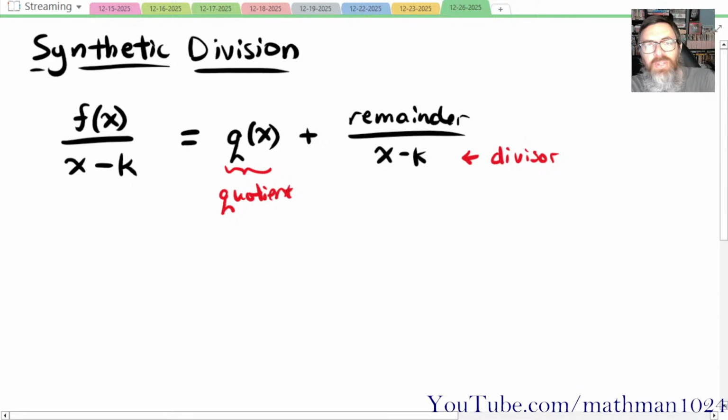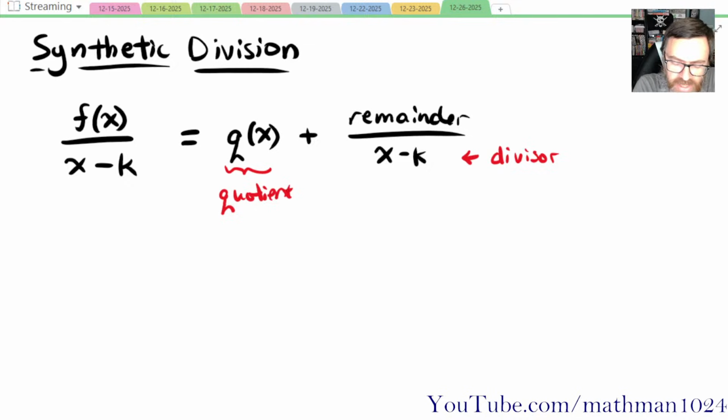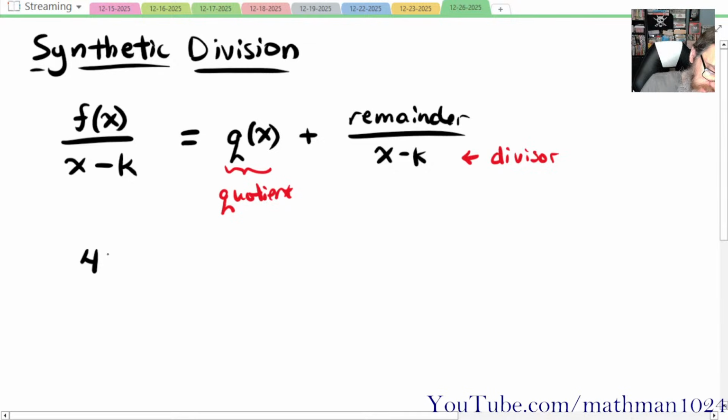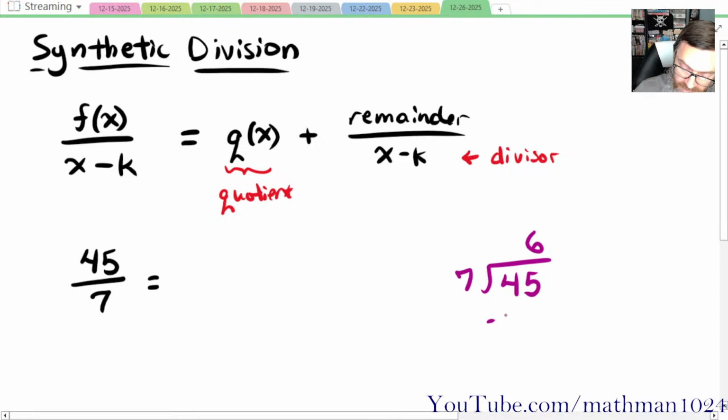Whenever we're doing this division, these values that we get, these expressions, these functions, are going to be unique. It's the same thing that we ran into whenever we have an improper fraction in basic arithmetic. So if I take, let's say, 45 divided by 7. Now, 7 doesn't go into 45 evenly, so let me just do the math. 7 goes in 6 times. 6 times 7 is 42, and subtract that.